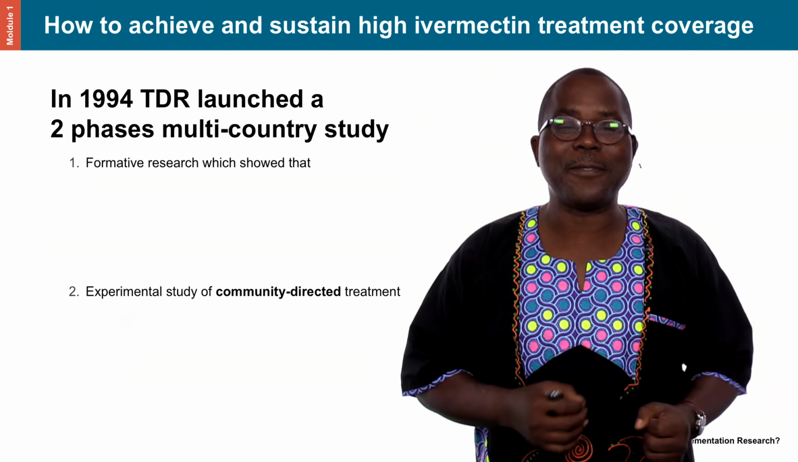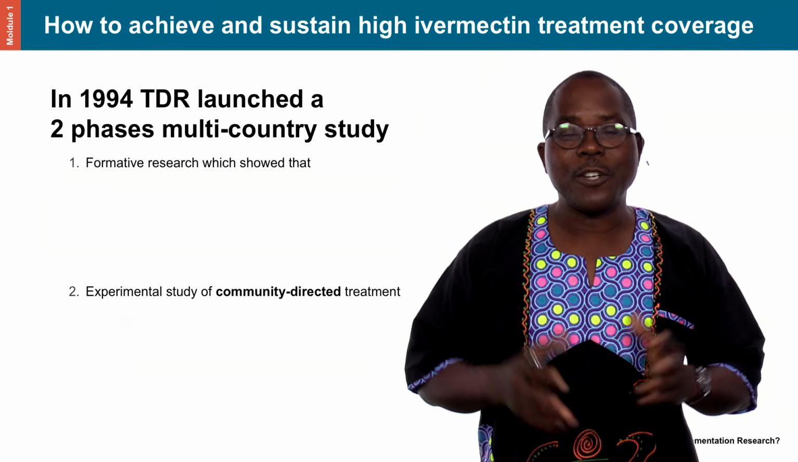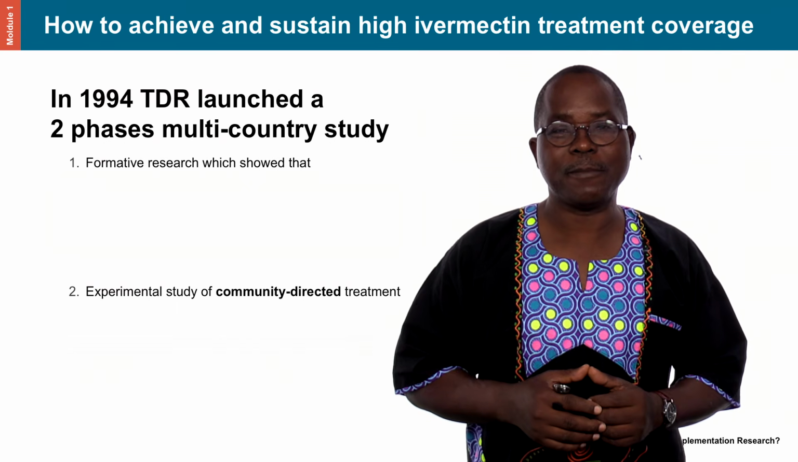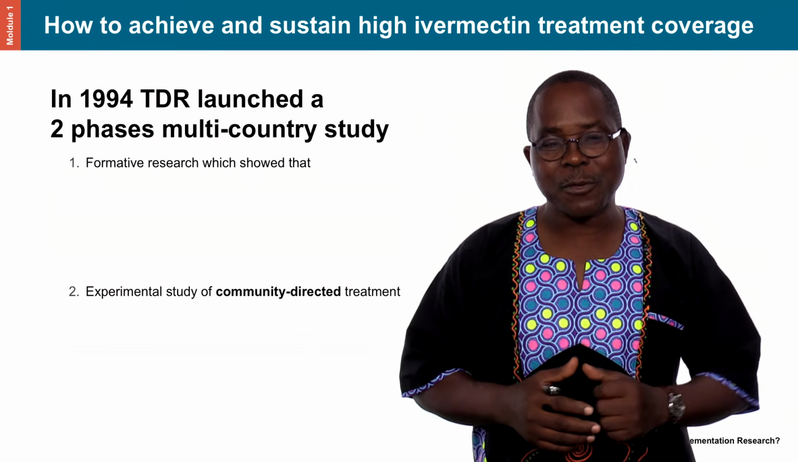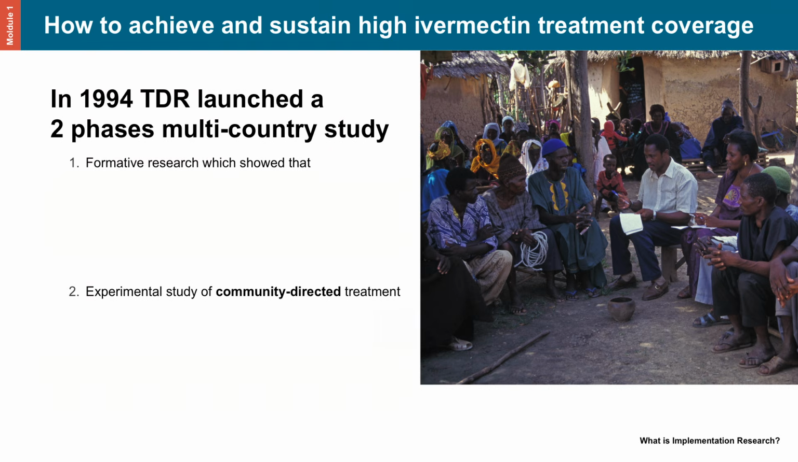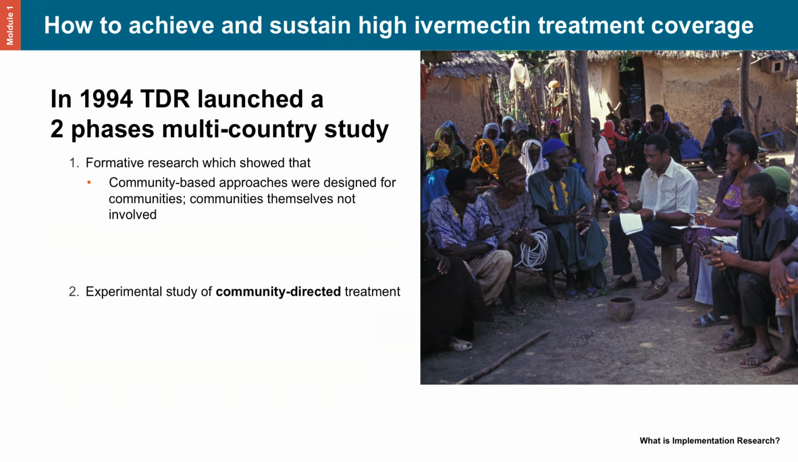In 1994, TDR launched a two-phase multi-country study. The first phase was formative research. All the community-based approaches that were designed for communities were studied. And the finding was community members were not involved. Community members were mere recipients of the service that was based in the community.